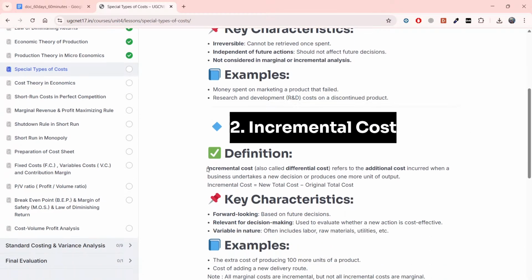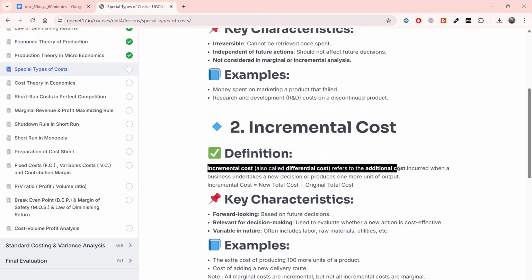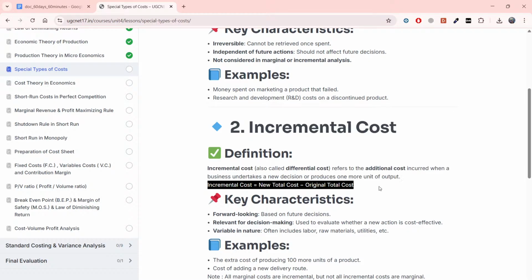Incremental cost. Incremental cost refers to the additional cost incurred when a business undertakes a new decision or produces one more unit of output. Incremental cost is equal to new total cost minus original cost.